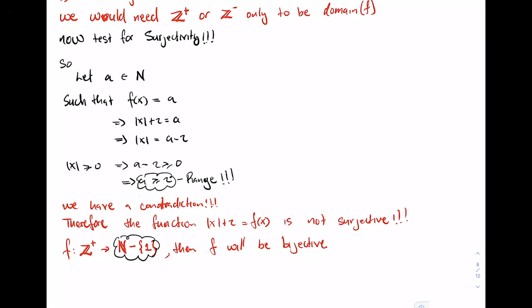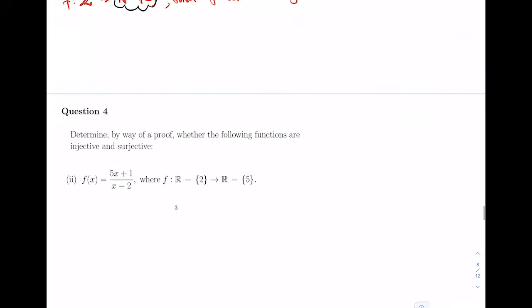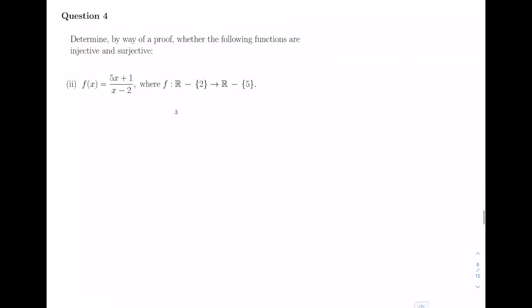function. And we are moving right along into our last question, which says to determine by way of a proof whether the following functions are injective and surjective. So we have the second function here, right? f(x) equals (5x plus 1) divided by (x minus 2), where f is going from the set of reals except the number 2 onto the set of reals except the number 5. Now, injectivity. How do we prove that?